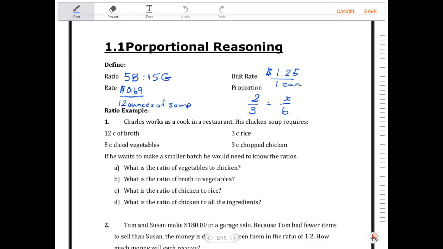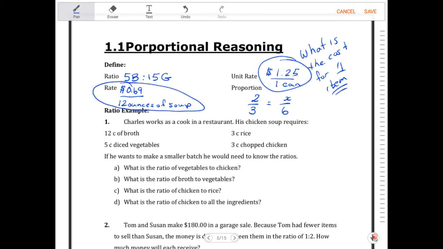Now, what's a unit rate then? A unit rate is something we're really going to focus on in this unit of study. A unit rate is when you want to know, essentially, let's say, for example, what is the cost for one item. So for example, you see it's $1.25 for 1 can. So I know that 1 can is $1.25. This one is not a unit rate because it's 69 cents for 12 ounces of soup. If I wanted to make that a unit rate, I would have to figure out the price for 1 ounce of soup.